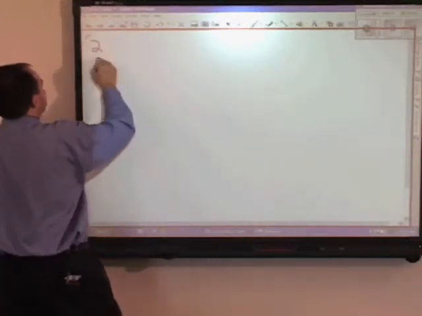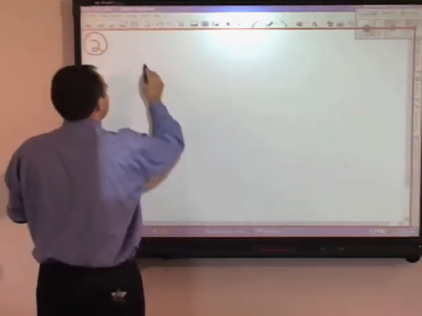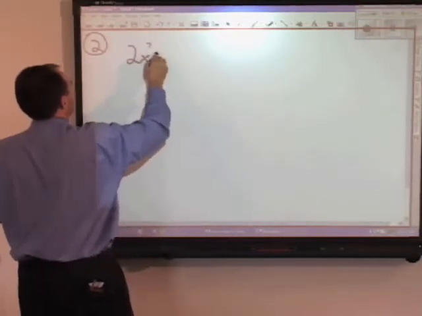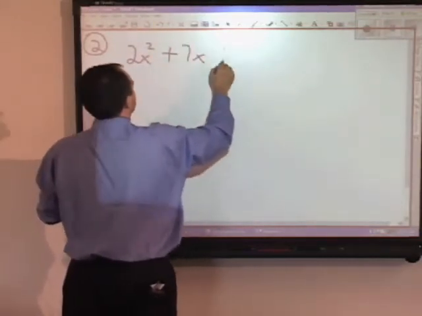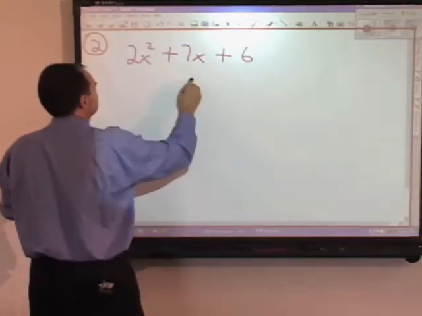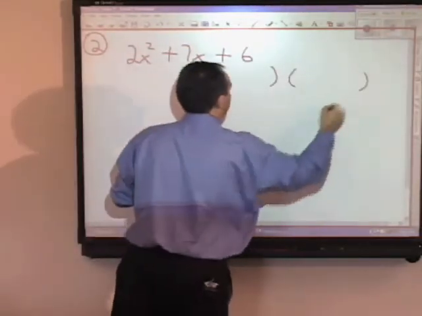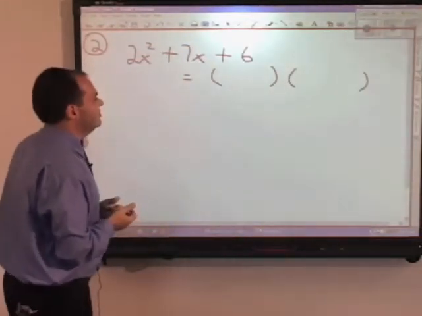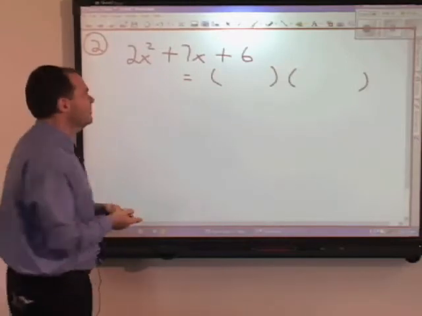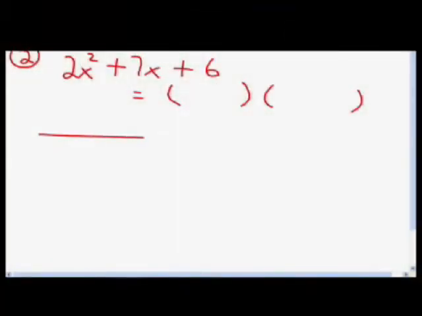It takes a few examples to catch on to this type of factoring. Let's try a few more. 2x squared plus 7x plus 6. So once again, we're expecting this to likely break down as the product of two binomials. What do our first two terms have to be? Once again, there is only one option for this. There are only two things that multiply to 2x squared. That would be 2x and x.